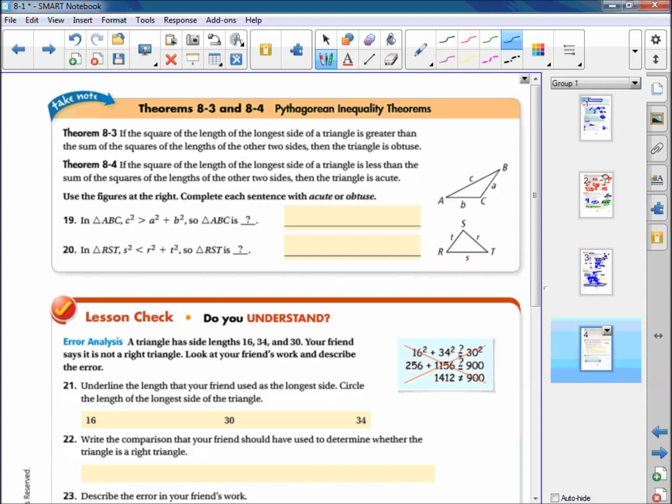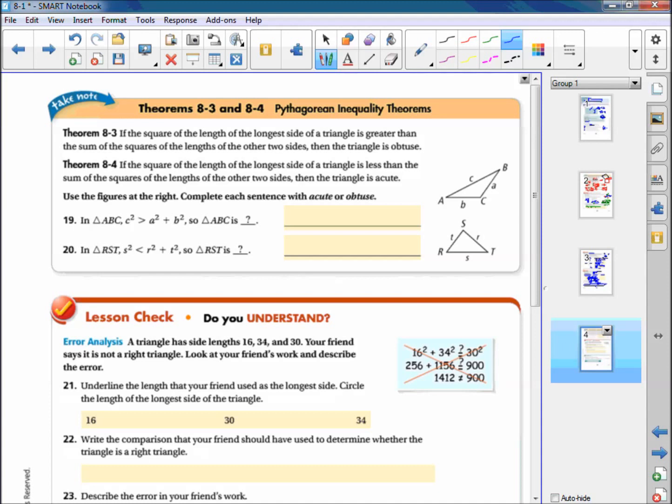So we have one more theorem up top. Theorems 8.3 and 8.4, the Pythagorean inequality theorems. So this lets us know what kind of triangle we have based upon whether the hypotenuse squared is bigger or smaller than the leg squared, whether we're going to get an acute or an obtuse. So remember, if it's equal, we have a right triangle. Now we're going to find out which one's which for not equal ones.